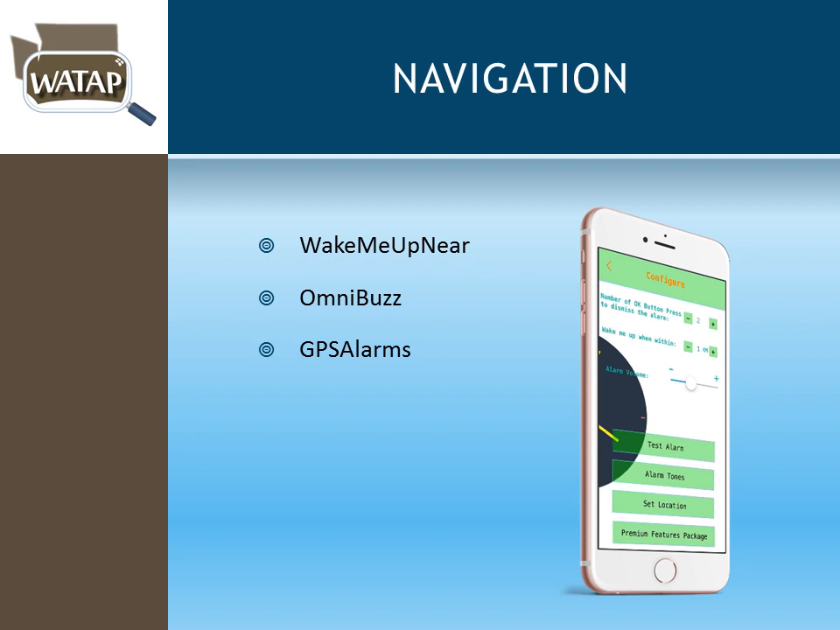The other one that can be helpful for students when you're working on transportation is these navigation tools called Wake Me Up Near, Omnibus, or GPS Alarms. So this works on GPS locations. If you have students riding the bus and they have a tendency to forget when they're supposed to get off, having these navigation applications on their smart devices can be really helpful because they would enter their location or their bus stop, and as they get close to their bus stop location, it's going to start giving them both auditory and/or tactile feedback that their bus stop is getting close and that they should pay closer attention.